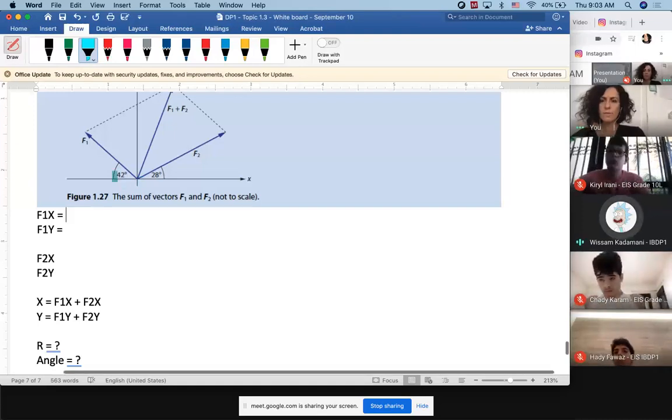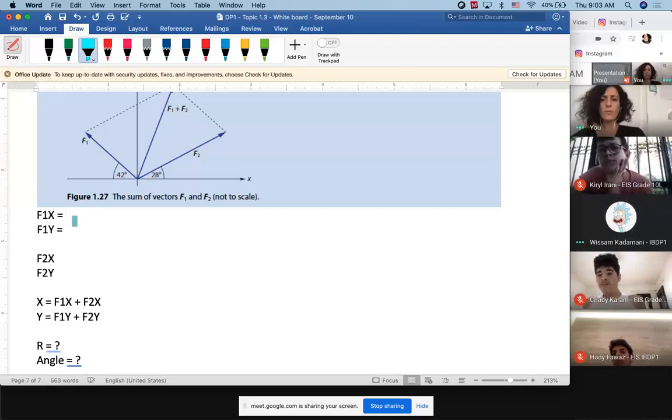No, no, you can use 42, no problem. But make sure you add a minus.